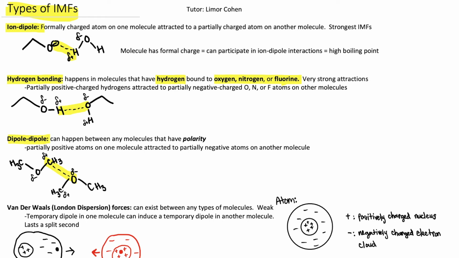So the weakest type of IMF that exists are van der Waals forces, which are also called dispersion forces. Dispersion forces exist between any types of molecules, whether they're polar or nonpolar. We need to keep in mind, though, that molecules have atoms, and atoms consist of a positively charged nucleus surrounded by a negatively charged electron cloud. These electrons are constantly moving around the nucleus, so it's possible for a split second, all the electrons around the nucleus are more positioned towards one side of the atom, giving that side of the atom a partial negative charge and giving the other side of the atom a partial positive charge.